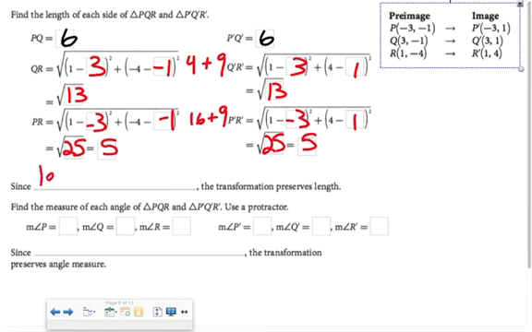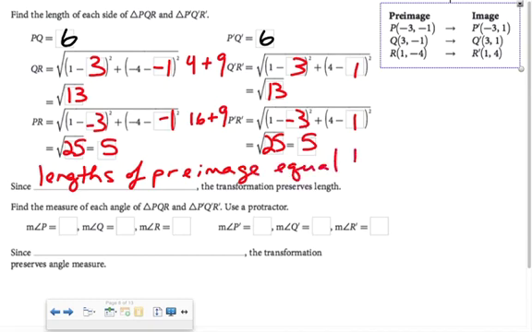Since lengths of pre-image equal lengths of image, the transformation preserves length.